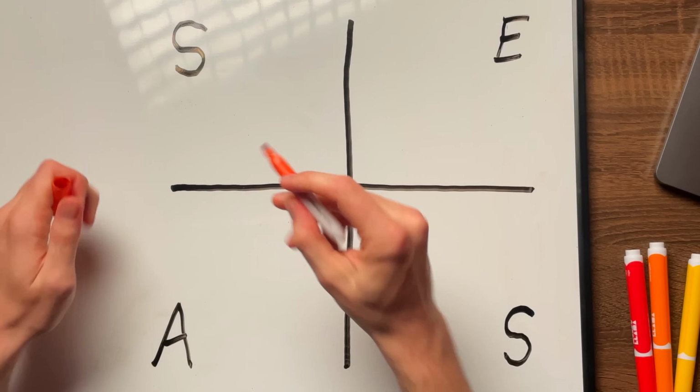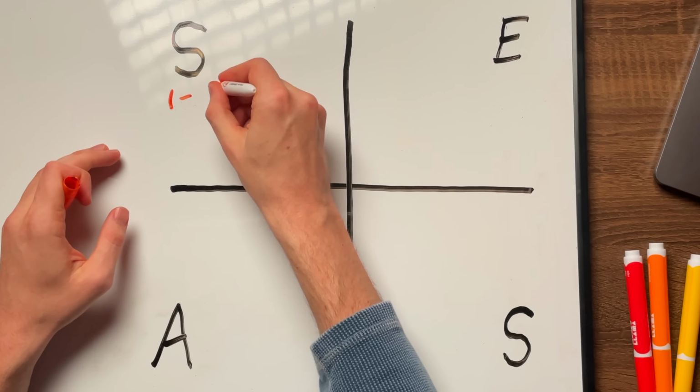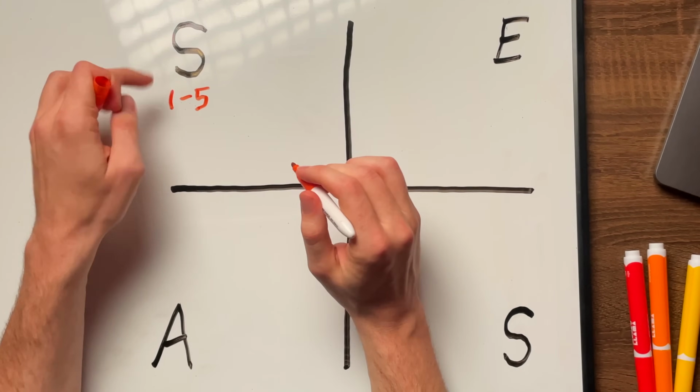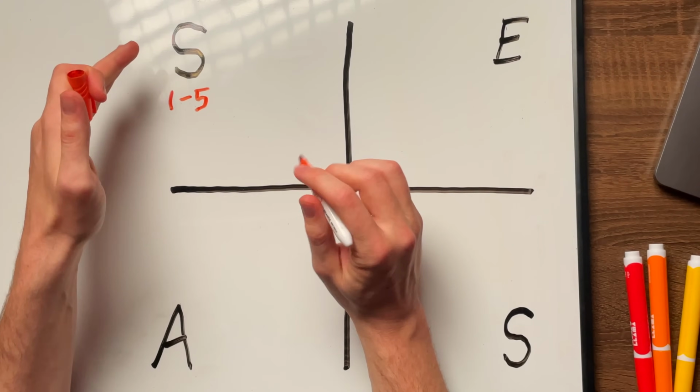For spreadability, I want you to rate it between 1 and 5. 5 is high, 1 is low, on roughly how well you think this video idea you're considering will spread on YouTube. And how do you know that? You judge it based on the previous videos that you published on your channel, as well as other similar videos on other channels on YouTube.